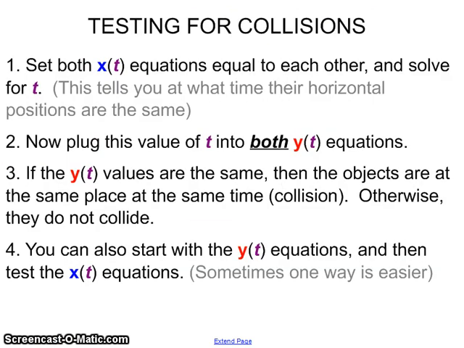So to review the process for testing for collisions, the first thing is to set both of the x equations equal to each other and solve for t. This tells you when their horizontal positions are the same. Take that value of t and plug it into both of the y equations. You get two numbers for those. If those two values are the same and the two x values are the same, then the objects will collide at that time t. Otherwise, they don't collide. And again, we can start with the y equations, find when the y values are the same, and then test the x equations. Sometimes one way is easier, as we saw in the examples.